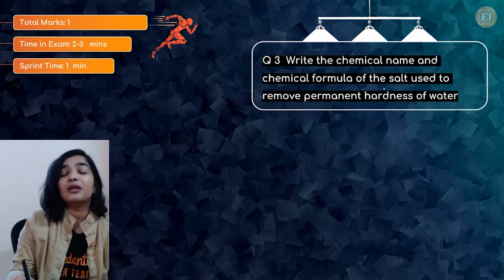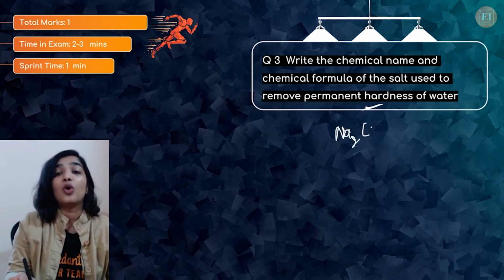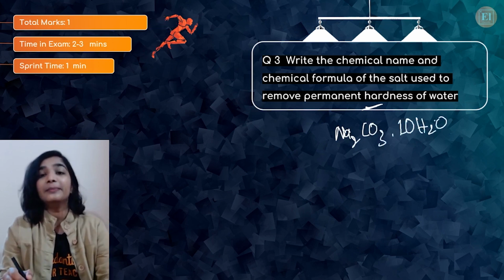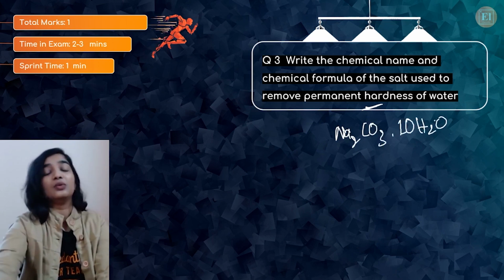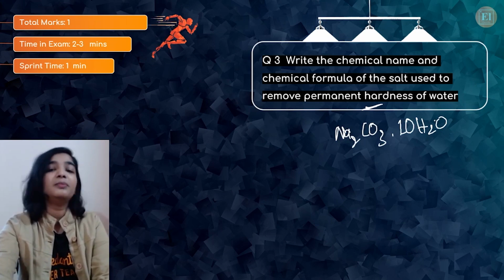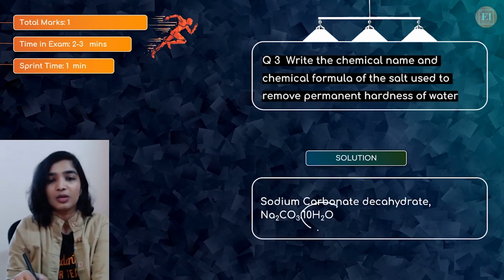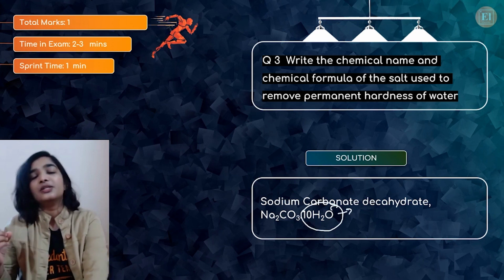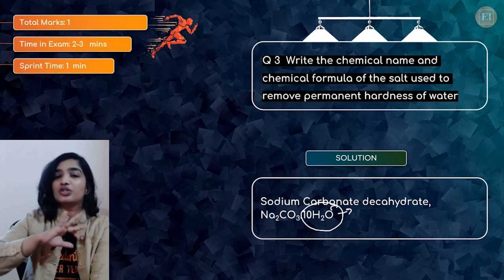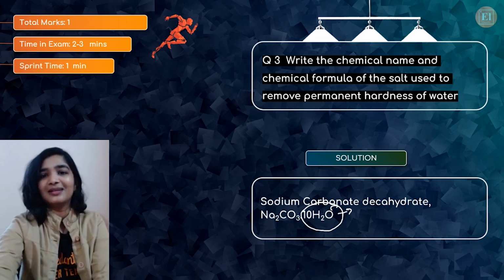Write the chemical name and chemical formula of the salt used to remove permanent hardness. To remove permanent hardness we will use washing soda. Yes, that is sodium carbonate. Na2CO3.10H2O is the chemical formula of the salt used to remove the permanent hardness. Sodium carbonate decahydrate, because it has 10 water molecules. It has water of crystallization. So Na2CO3.10H2O is the chemical formula of the compound which removes the permanent hardness. How does it work? Let me know in the comment section.